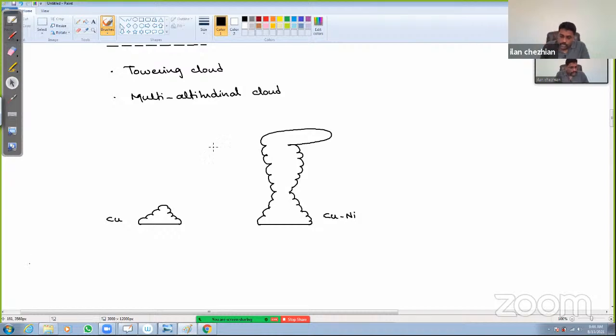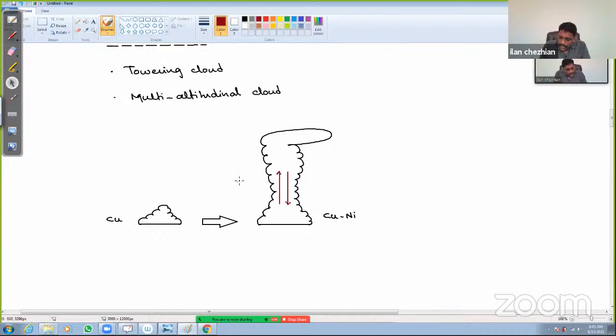Now, this is how this cumulus cloud over a period of time becomes a cumulonimbus cloud. A globular mass becomes a towering cloud. If you ask me what exactly makes this cumulus become a towering cloud, it is a strong vertical movement within the cloud.